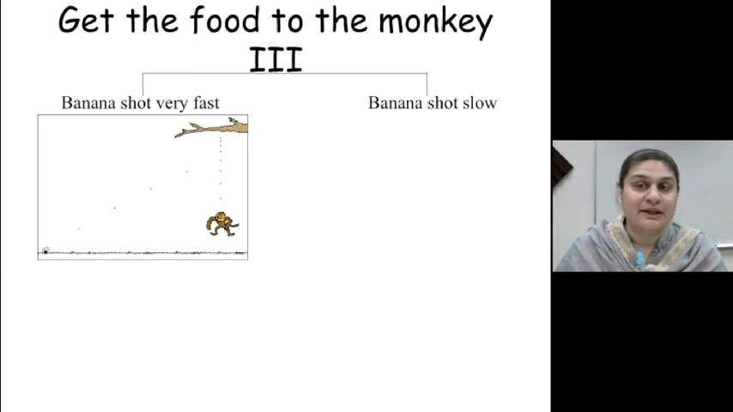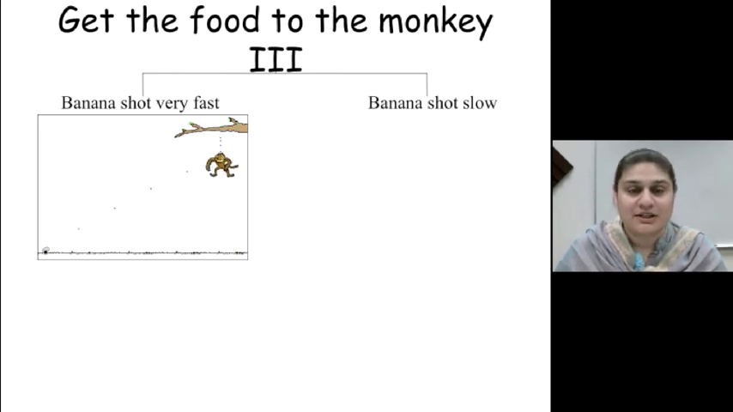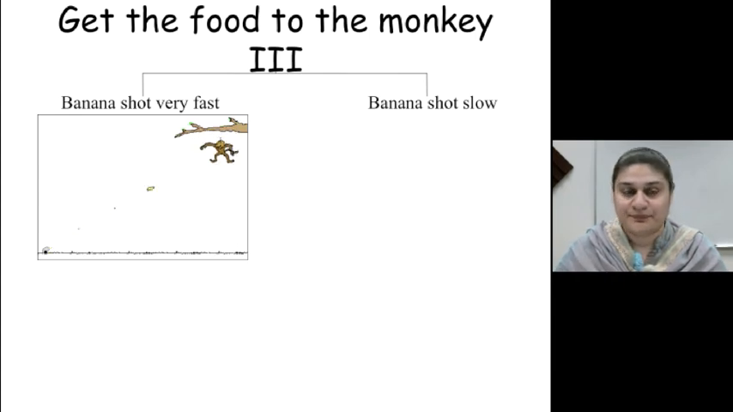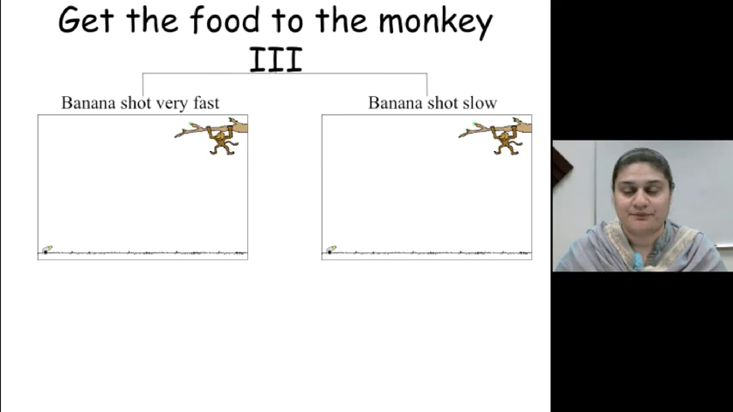So in order to get the food to the monkey, if the banana is shot really, really fast, then the monkey will be able to get it. And also on top of that, note, if you were to draw a straight line from here to the monkey, this is where the monkey was when you took the shot. Okay, so we got the banana to the monkey.